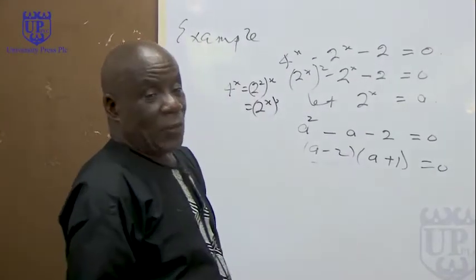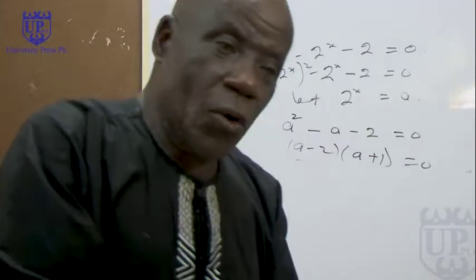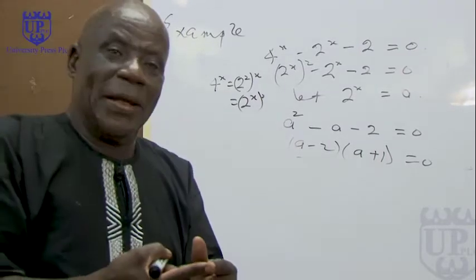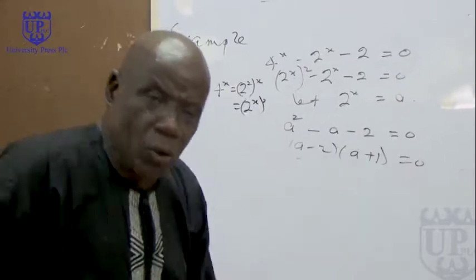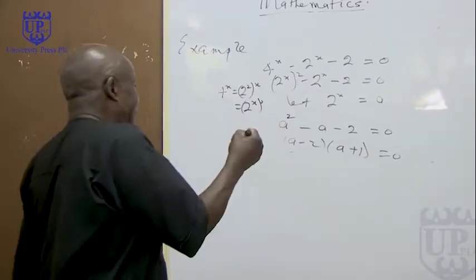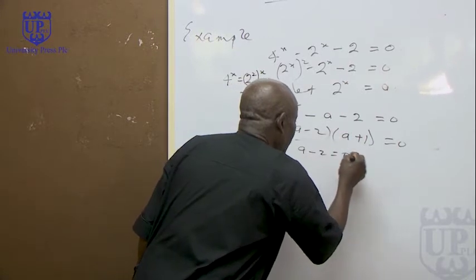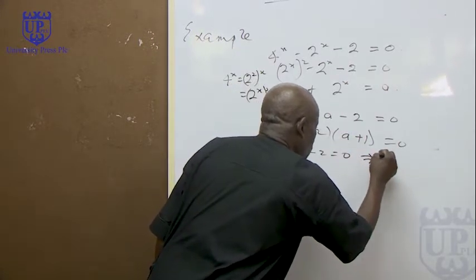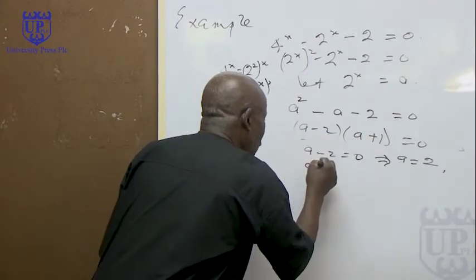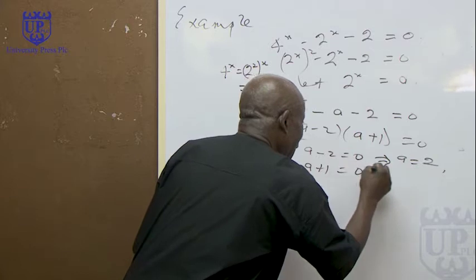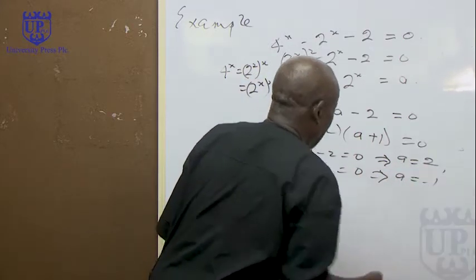Two numbers are multiplied together, the result is 0. Meaning one is 0, the other one is not 0, or the two of them are zeros. So here, this means a minus 2 is 0. This one implies a is 2. The second one, a plus 1 is 0. That one means a is minus 1.